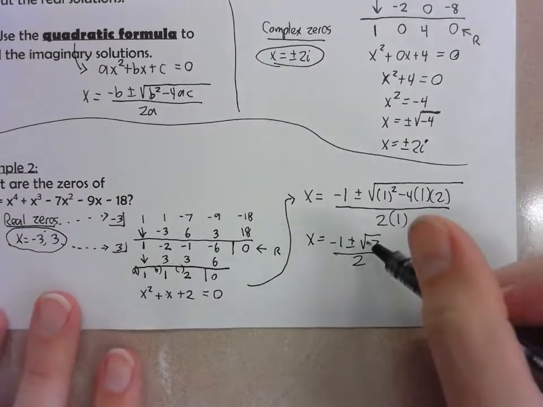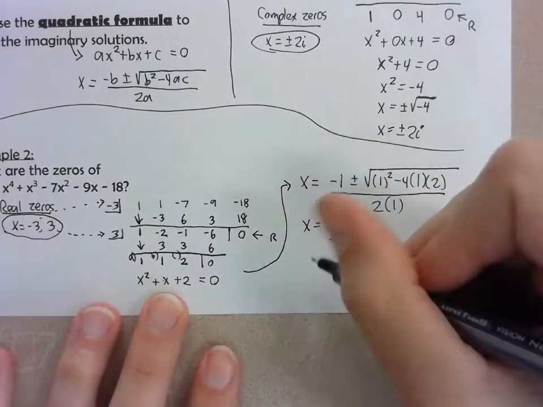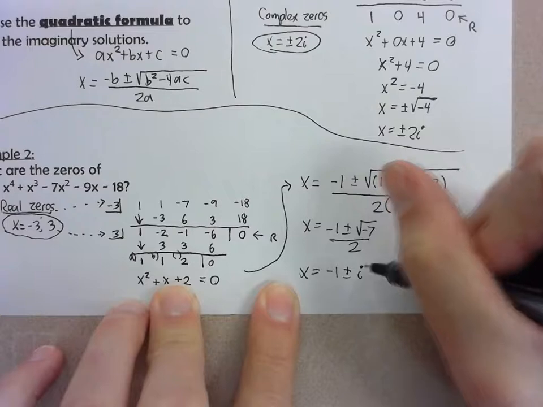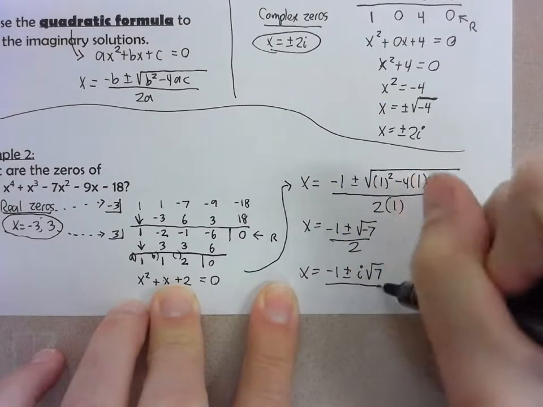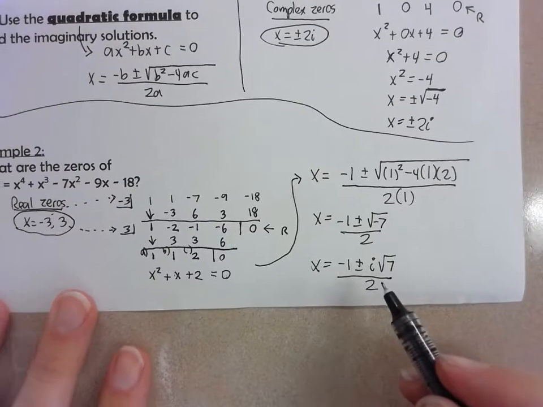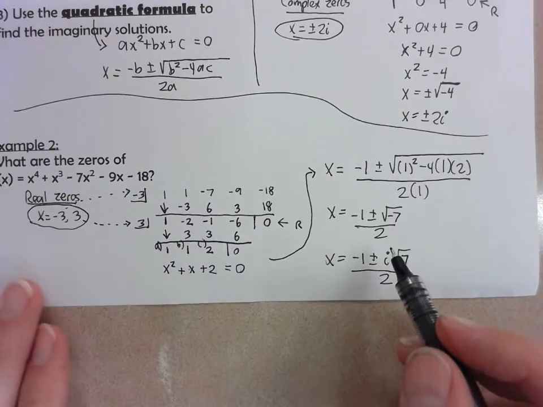So even though I can't square root 7, I still have to simplify this and pull out the i. So that's going to be negative 1 plus or minus i square root of 7 over 2. And since I can't break down the 7, that's going to be my answer. So this is going to be my complex zero.